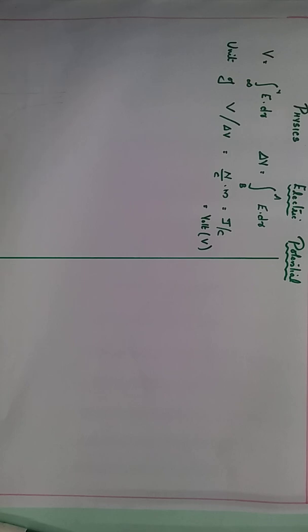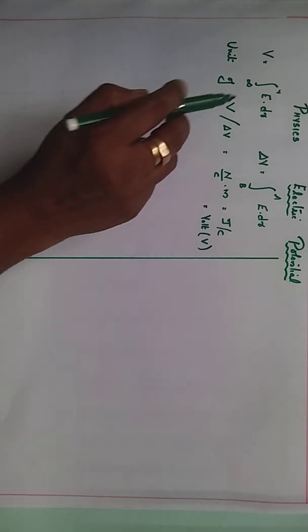We have the expression for electric potential V equals integral from infinity to R of E dot dr, and the potential difference is given by delta V equals integral, where the final point is A and the initial point is B, and hence we can integrate from B to A of E dot dr. From the two formulas we can write the unit of potential or potential difference.